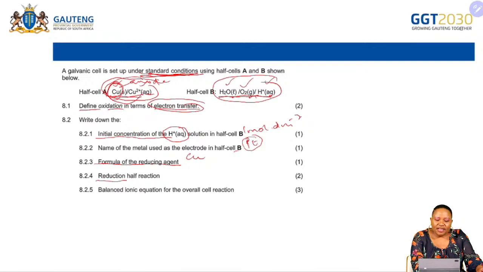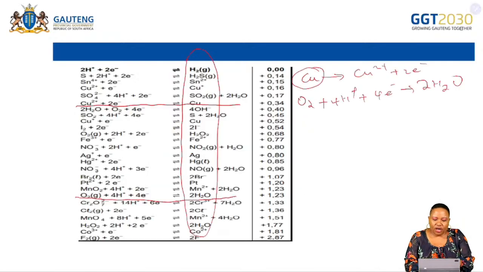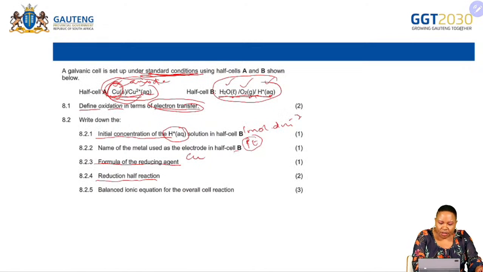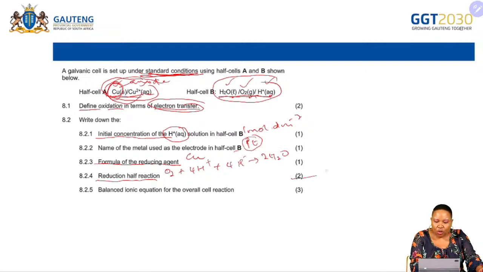And then the reduction half reaction, I think I've already written it, because I'm going to take it exactly as it is from the table of the reduction potentials, which is O2 plus 4H plus 4 electrons giving you 2H2O. That is our reduction reaction, which qualifies for 2 marks.